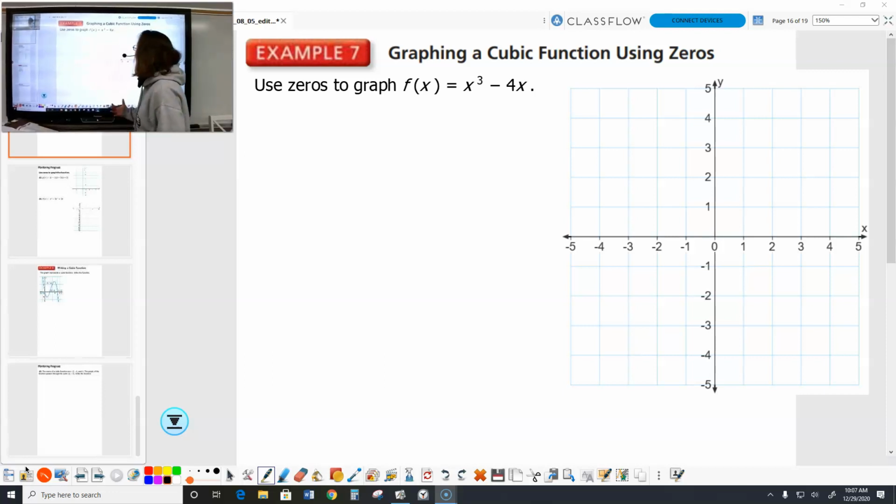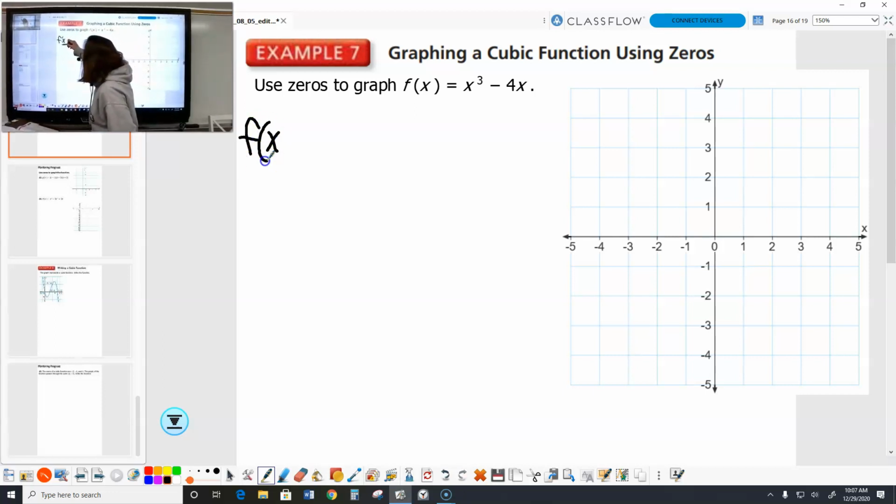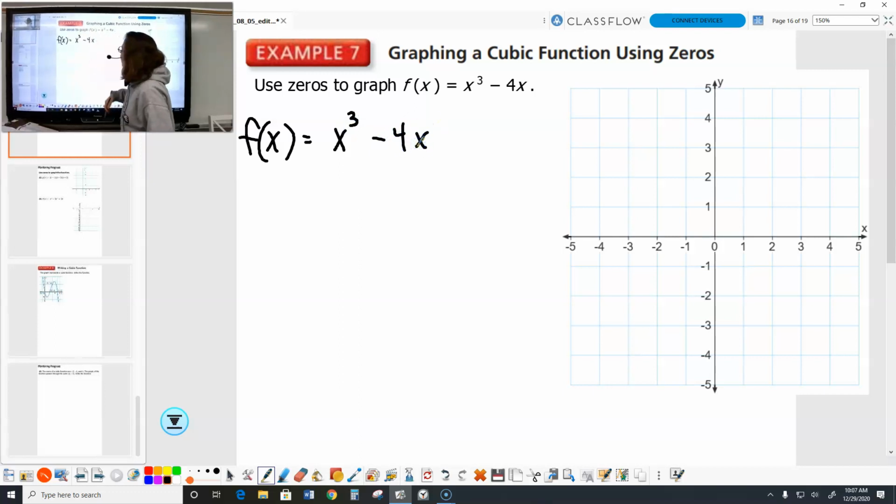All right, now, a cubic function is one where you have an exponent of 3. So let's take a look at the function that they gave us. We have the function f of x is equal to x cubed minus 4x. And it tells us to use the zeros. They didn't give us the zeros, but if we factor, we can find the zeros.